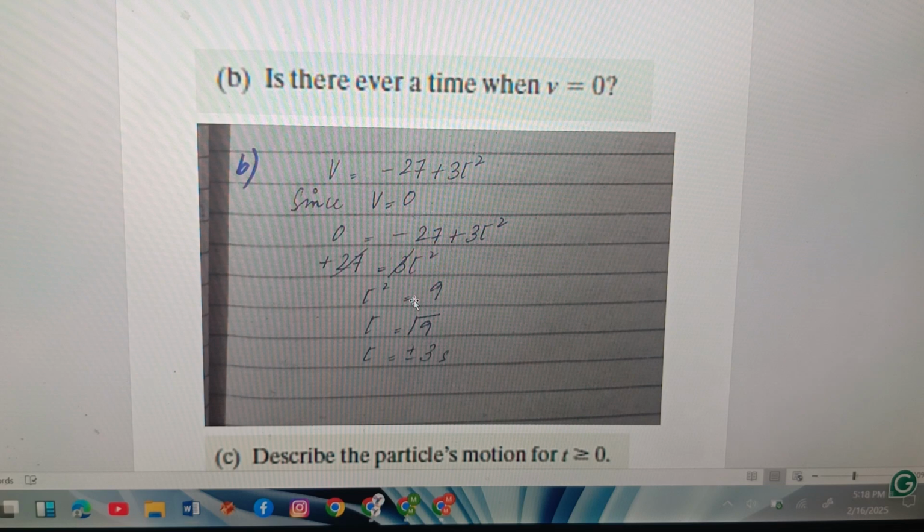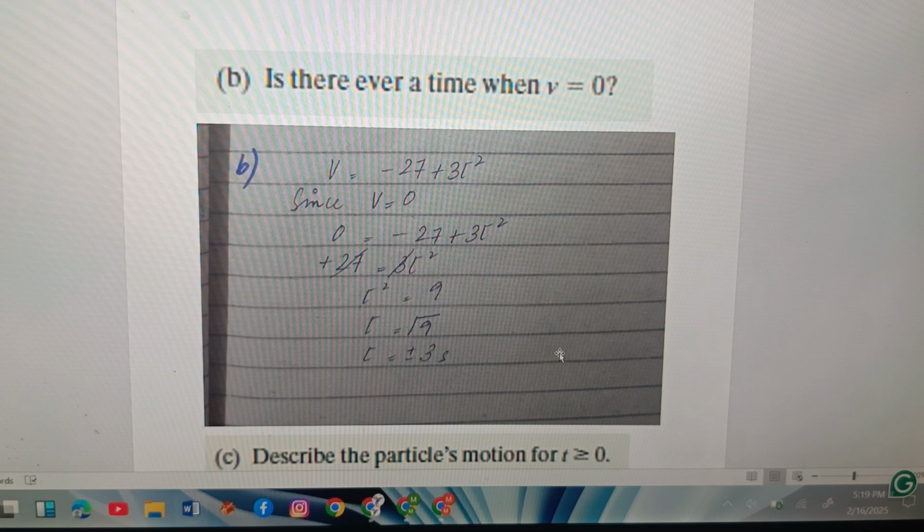So v will be equal to 0, minus 27 will remain as it is, and same for 3t^2. Now we will bring 27 to the other side, where it becomes plus 27, and 3 and 27 cancel out, and we get t^2 = 9. We take the square root on both sides; square and square root cancel each other. From there we get t equals the square root of 9, which is plus or minus 3. Since time can never be negative, the time at which our velocity is equal to 0 is at 3 seconds.